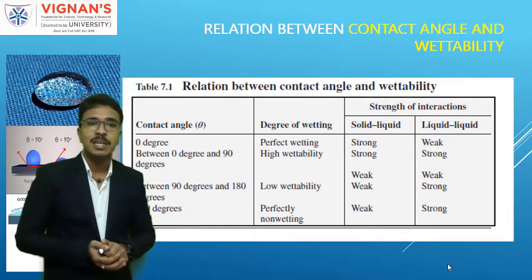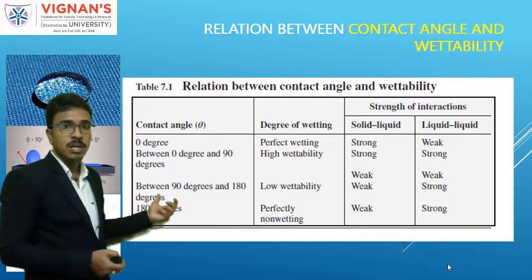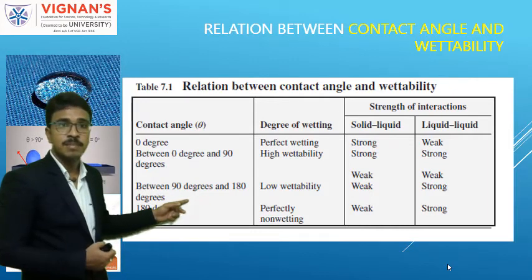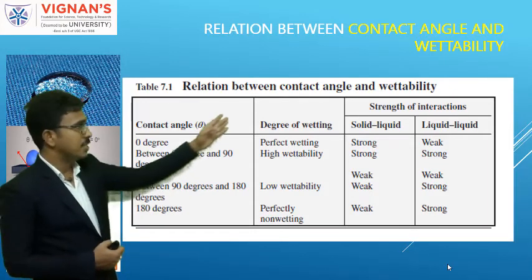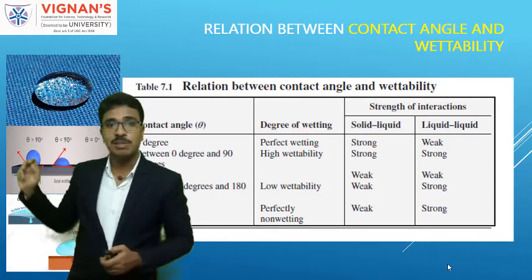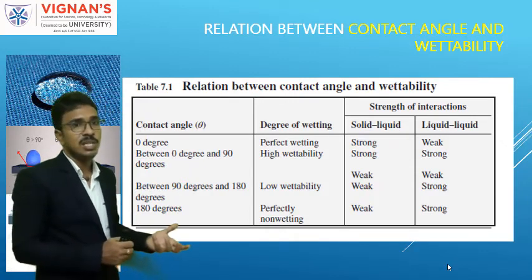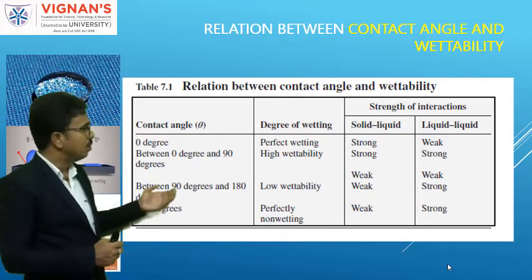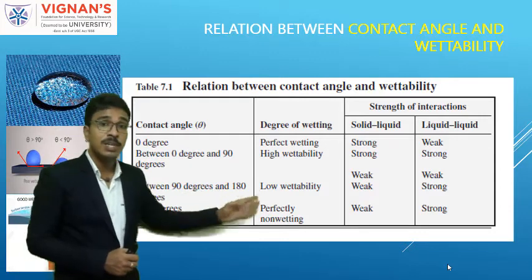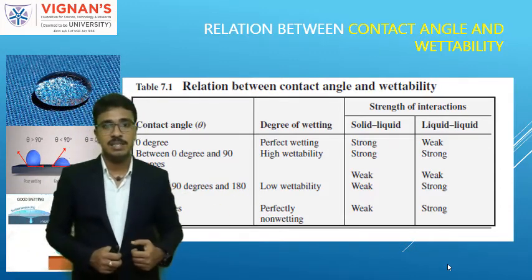And when it comes to the last one, the 180 degree contact angle, what is the state of degree of wetting? It is perfectly non-wetting. Here you can see in this image also, after putting the droplet, it does not even enter the surface. So the solid-liquid interactions are very weak, and liquid-to-liquid interactions are strong. This is what we have discussed in the previous slides.